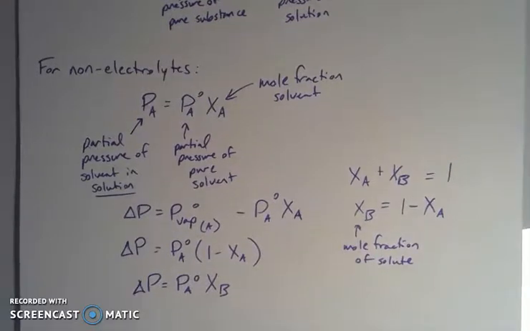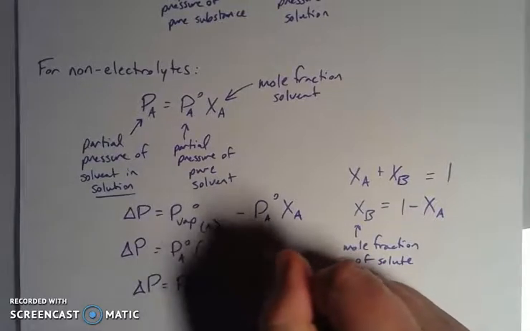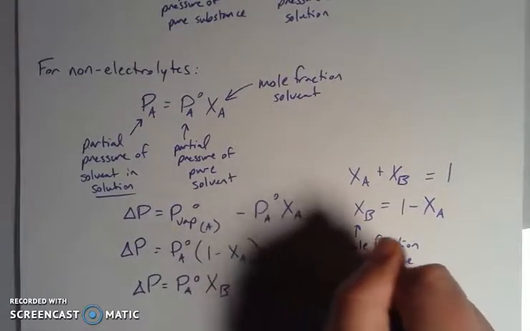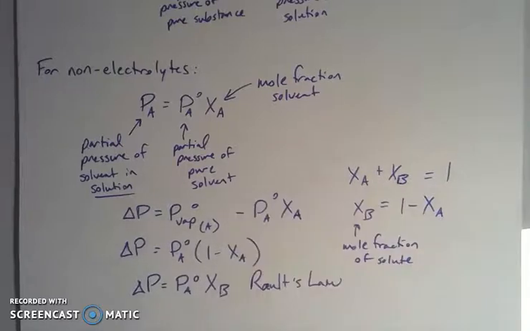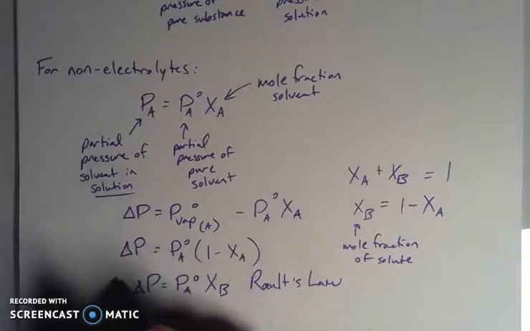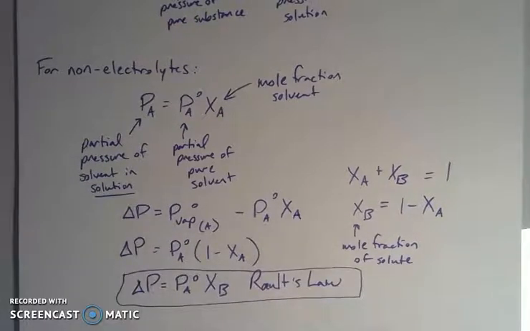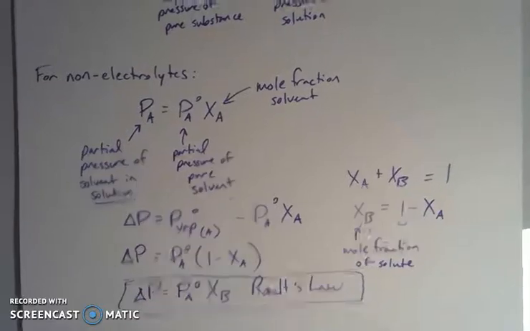Okay, so this is called Raoult's law. And it kind of looks like one of our gas laws. So again, how much the vapor pressure is lowering is equal to the vapor pressure of the pure solvent times the mole fraction of the solute. So now we have this relationship that relates the concentration of my solute to how much my vapor pressure is going to go down. Let's look at an example of this.